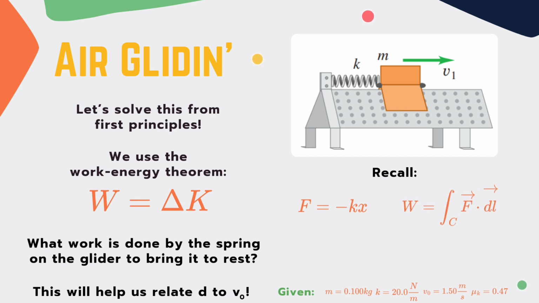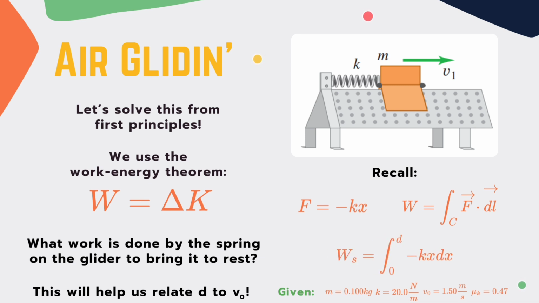Now, the work done by any force along some path C is the path integral of F dot dl, where dl is the differential length along the path. We can think of this as summing up all the infinitesimal work done by this force in moving the object along this path. Since our motion is one-dimensional along the x-axis and our spring force acts only along this axis, the force and displacement are always aligned. We can therefore simplify this expression with dl equals dx and reduce the dot product to a normal product.